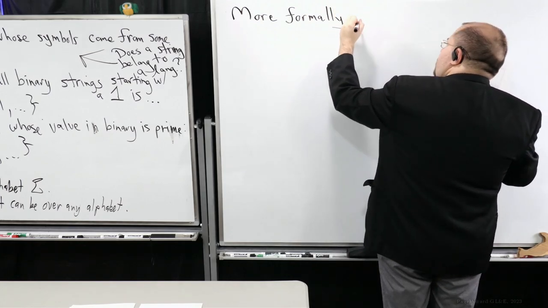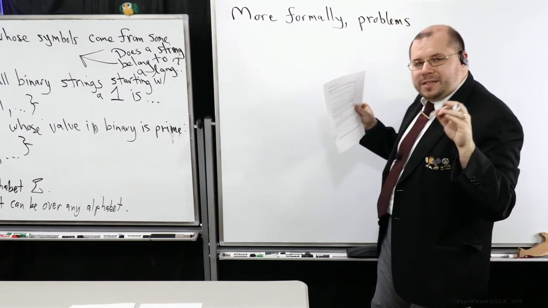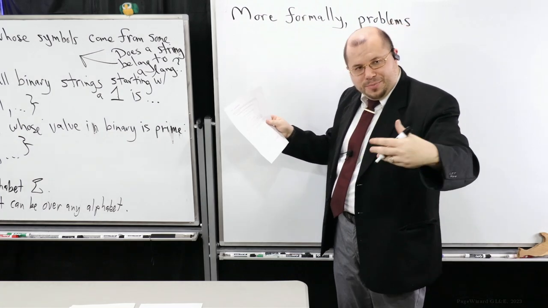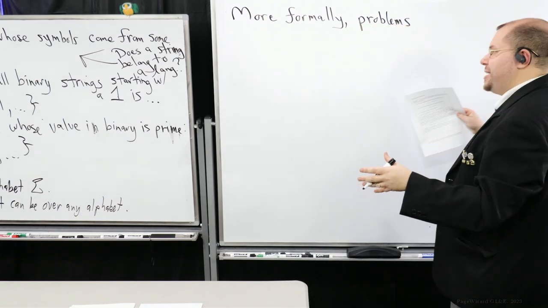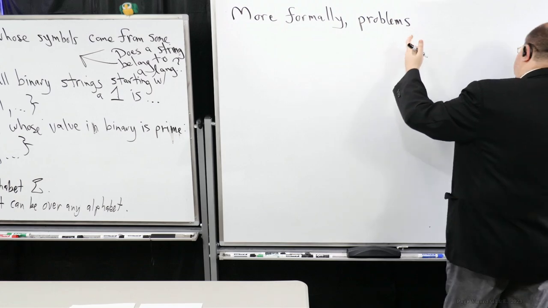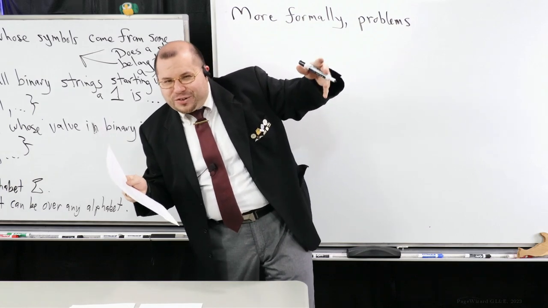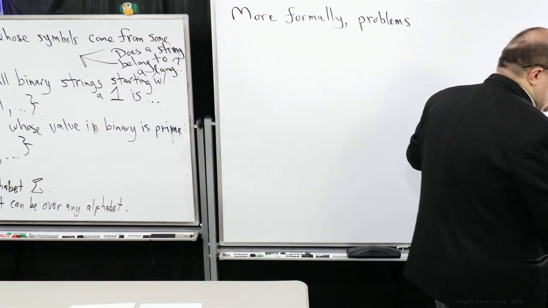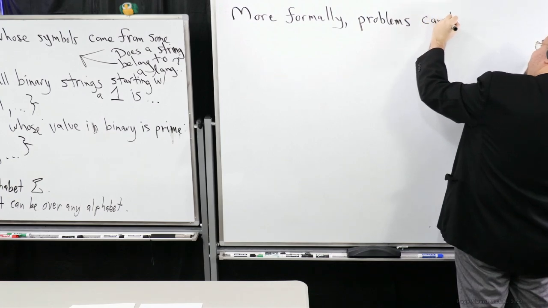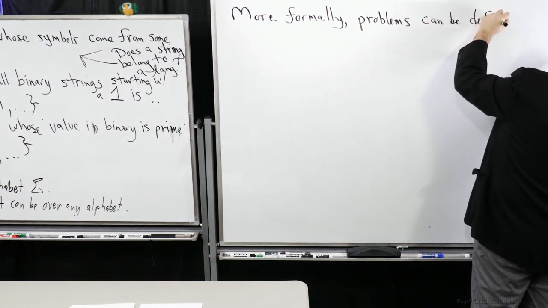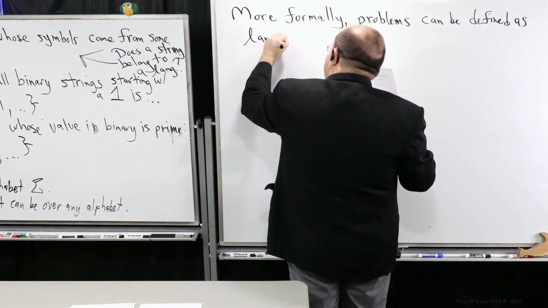More formally, problems, and specifically I'm talking about computational problems. So these are the kind of things you run into when you study computer science. You've probably encountered the scenario I'm talking about in some way, shape, or form. We can have all sorts of fun discussion about it, but I'm going to keep this specifically limited to certain kinds of problems for the point of our discussion here, okay? So problems can be defined as languages.